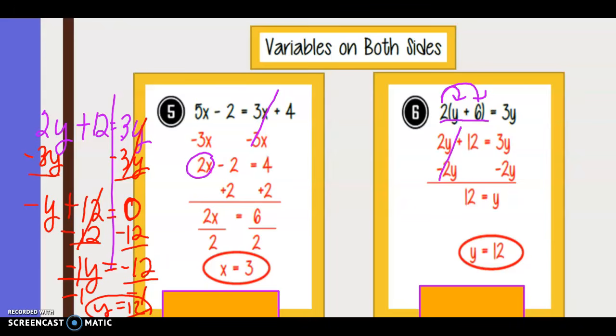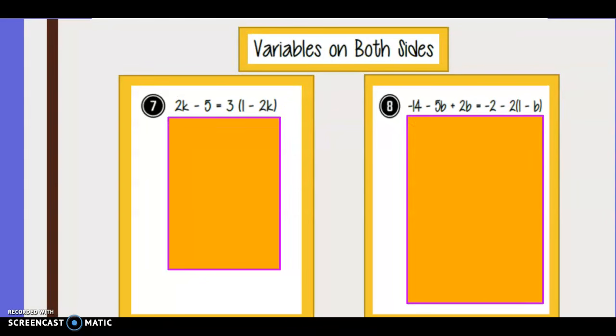Okay, there are 2 more examples that I'd like for you to try in your foldable. Will you please try these next 2 problems? Hit pause and hit play when you are ready. Alright, let's check your work and see how you did.